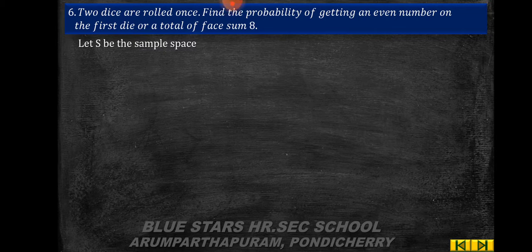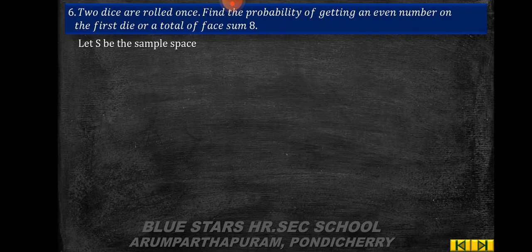Today we are going to see exercise 8.4 continuation. Problem number 6. Two dice are rolled once. Find the probability of getting an even number on the first die or a total of face sum 8.